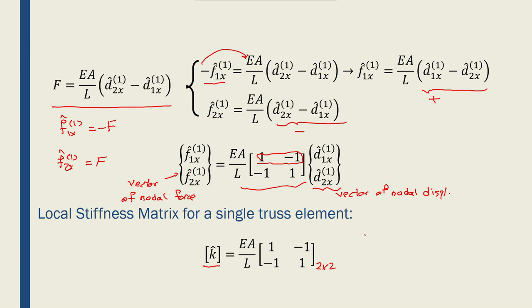And the reason we have a 2x2 is that we have 2 nodes per element, and we have 1 degree of freedom per node. So if we multiply that, we will have 2, which determines the order of the local stiffness matrix for a truss element.